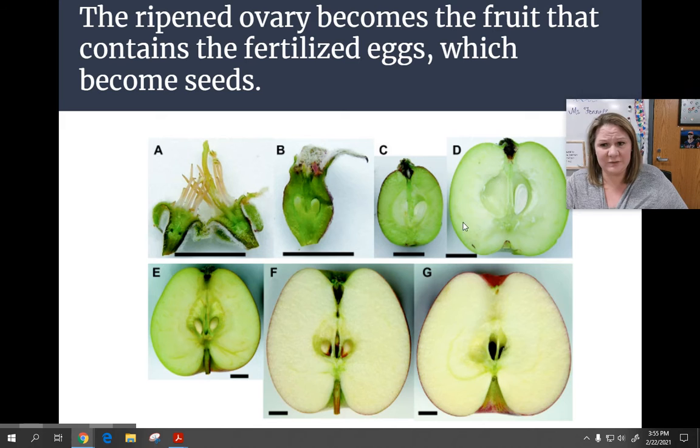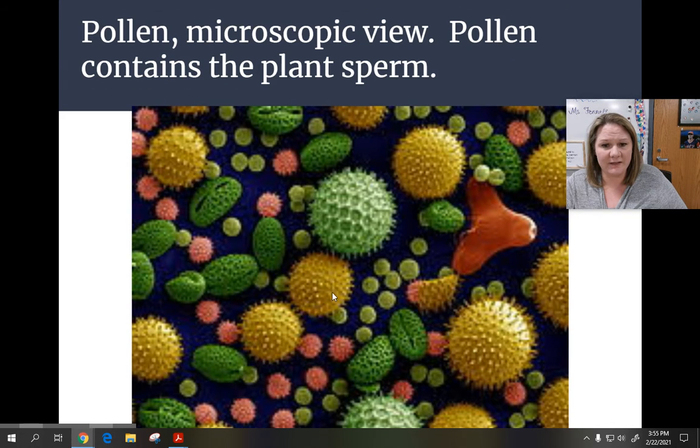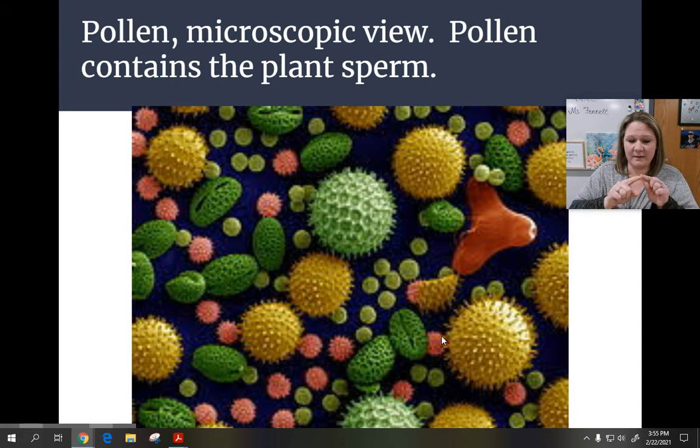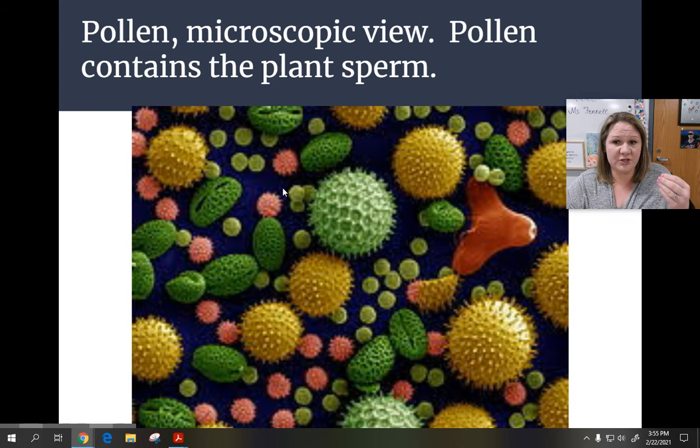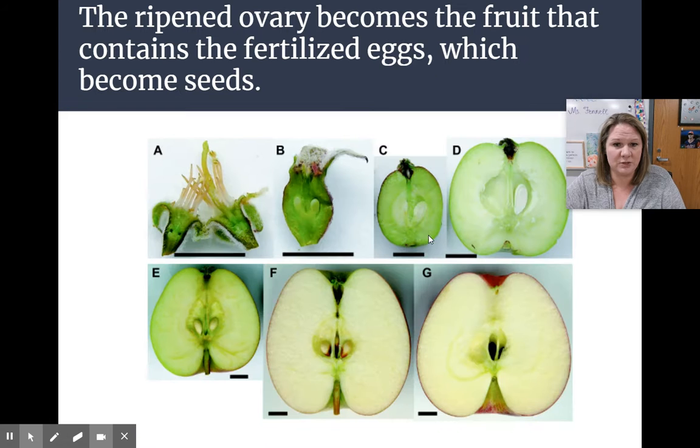Pollen is really interesting to look at. If we enlarge pollen, you see that it looks all spiky because it needs to stick to the pistil and travel down to fertilize the eggs. Many of us are also allergic to pollen. Pollen is kind of the case, and inside the pollen is the plant sperm. So if you have hay fever allergies, you're allergic to plant sperm. Sorry to break it to you. Pollen has all these crazy shapes. Each shape is from a different kind of plant, and people who study plants can identify the type of plant from the shape of the pollen.